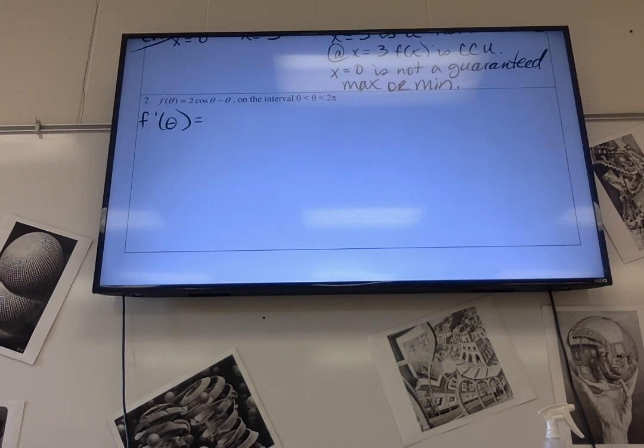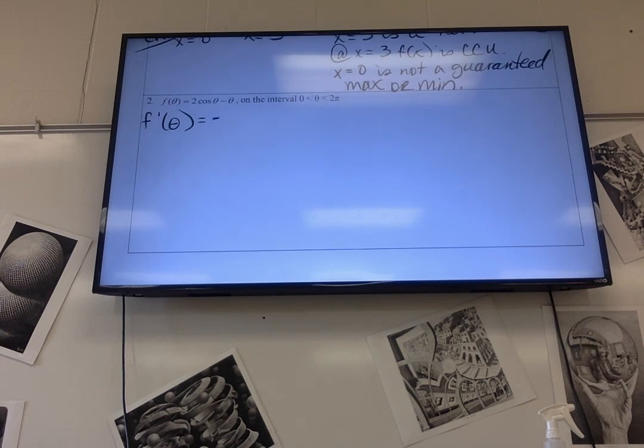2 times the cosine of theta. Gotta take the derivative of that. Negative 2 sine. Yeah, derivative of cosine is negative sine. So it's really negative 2 sine of theta. And derivative of negative theta? Negative 1. We set that equal to 0.